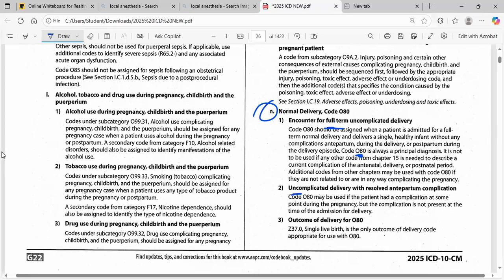We will consider it as uncomplicated even though the patient had a complication in the past, if at the time of delivery it has been resolved. Still, we are going to consider it as uncomplicated because at the time of delivery, the patient does not have any complication or any conditions. And even though it is a normal delivery, we have to use outcome of delivery at the end. We have to use the Z37 code to represent the outcome of delivery.